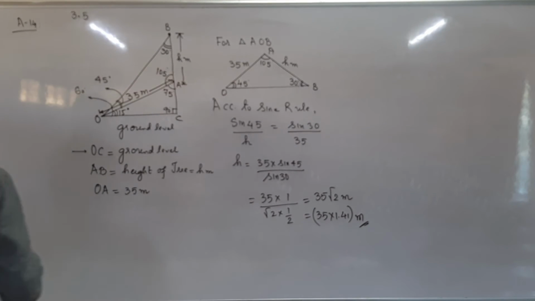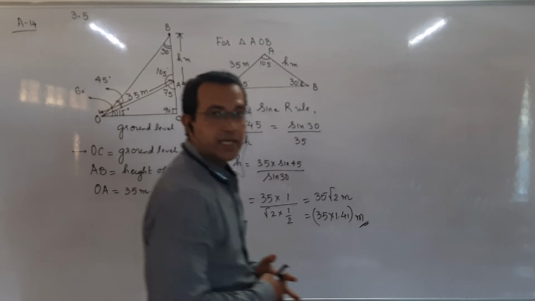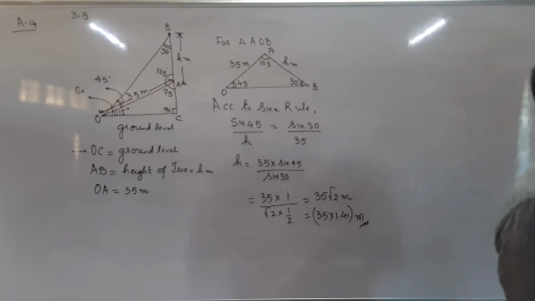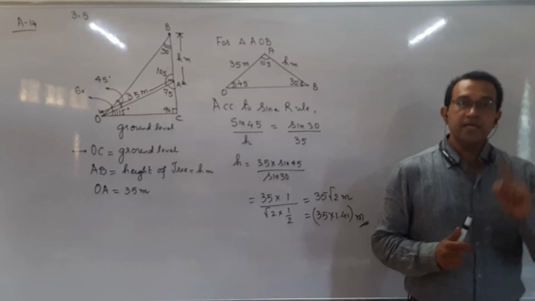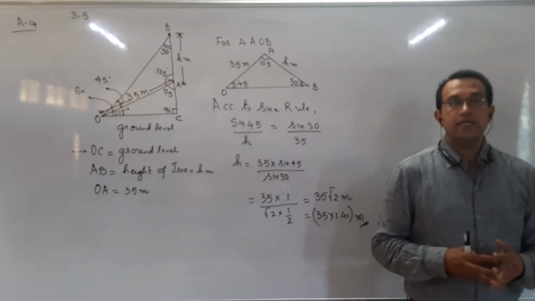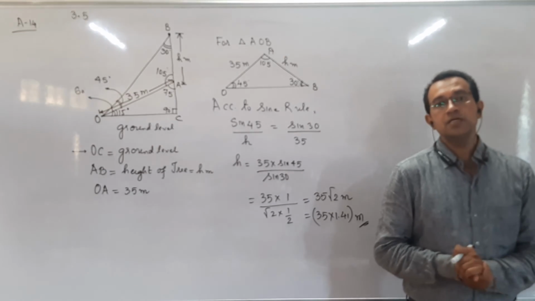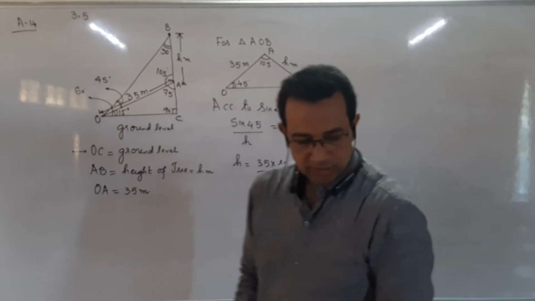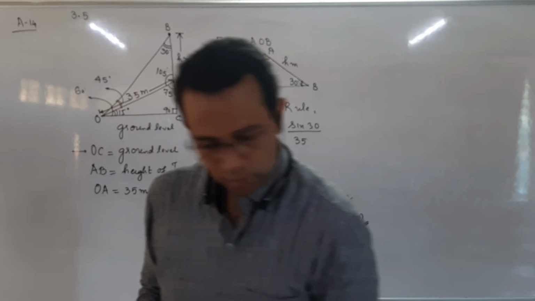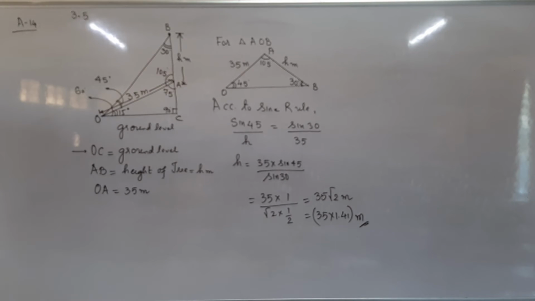So word problems are 100% based on your ability to draw the figure, students. That's all, students. This one only we have. So the final answer is 35 root 2 meter, which is the height of the tree.